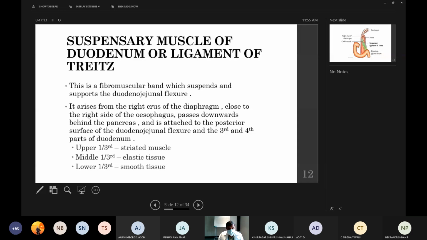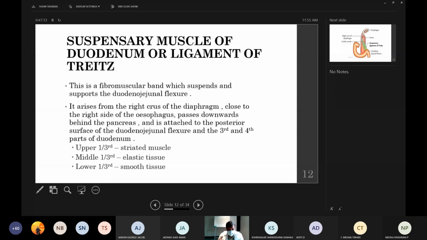What is the suspensory ligament of the duodenum? The suspensory ligament of the duodenum is the fibromuscular band which extends from the right crus of the diaphragm to the duodenojejunal flexure. It suspends and supports the third and fourth parts of the duodenum.